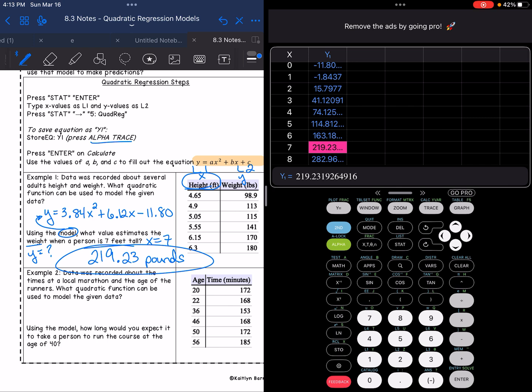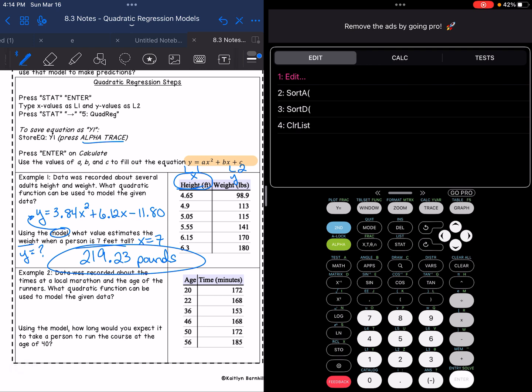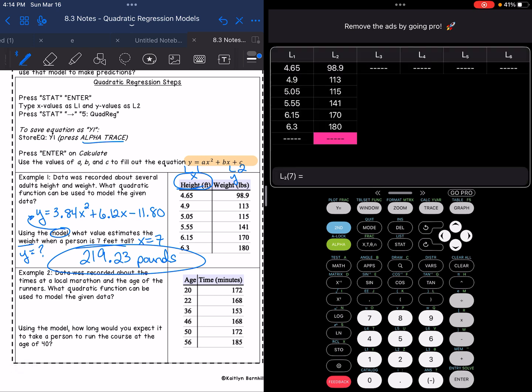All right, so we're going to rinse and repeat. We're going to do the same thing on example 2. All right, so example 2 says data was recorded about the times at a local marathon and the age of the runners. What quadratic function can be used to model the given data? And so I want to point out in both of these, it's told us which function we need. That's what tells us to choose quad reg instead of lin reg. If it had said linear function, I would choose lin reg. Since it says quadratic, I'm choosing quad reg.